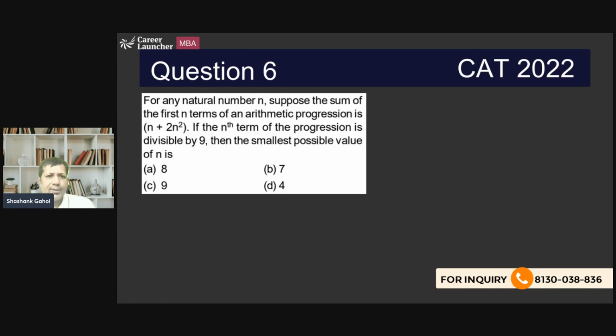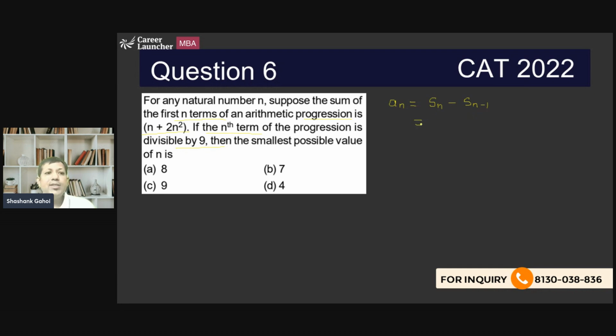What does it say? It says that for any natural number n, suppose the sum of the first n terms of an AP is this. If the nth term is divisible by 9, my job is to figure out the nth term, right? So what is the nth term? We have just seen: the nth term is the sum of n numbers minus the sum of n minus 1 numbers, right? Then the smallest possible value of n.